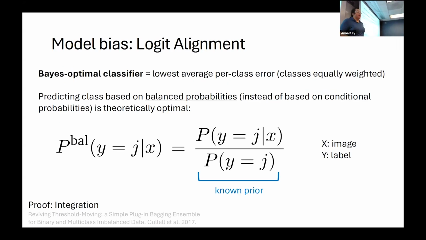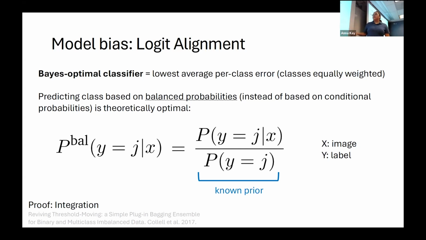Another strategy is logit alignment. Logit alignment kind of straddles some of these categories, but it is based in the theory that you really want to create a Bayes optimal classifier. So logit alignment is just for classifiers in the way that's presented here. And the goal is to have the lowest average per class error, where each of the classes has been equally weighted in this average.